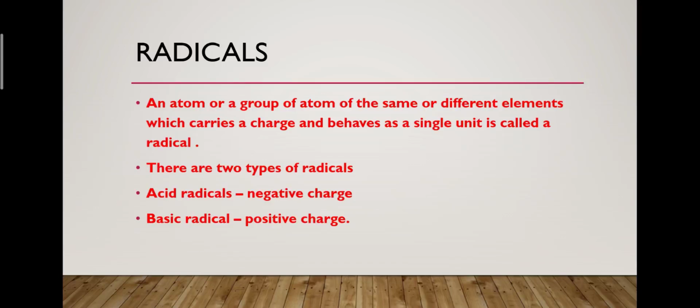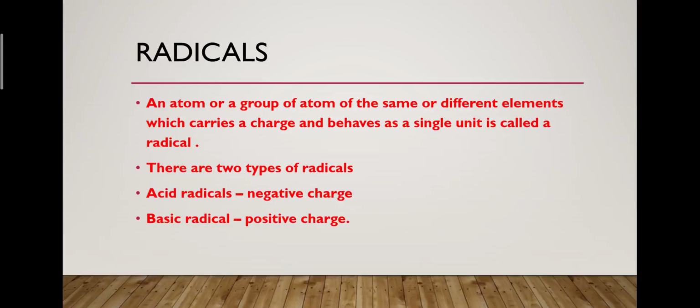Then the ones which have two negative charges, like -2 in the superscript, will be called divalent acid radicals. Similarly, if they have 3, it will be called trivalent, and if they have 4, it will be called tetravalent, and that will go on. So this is about acid radicals.